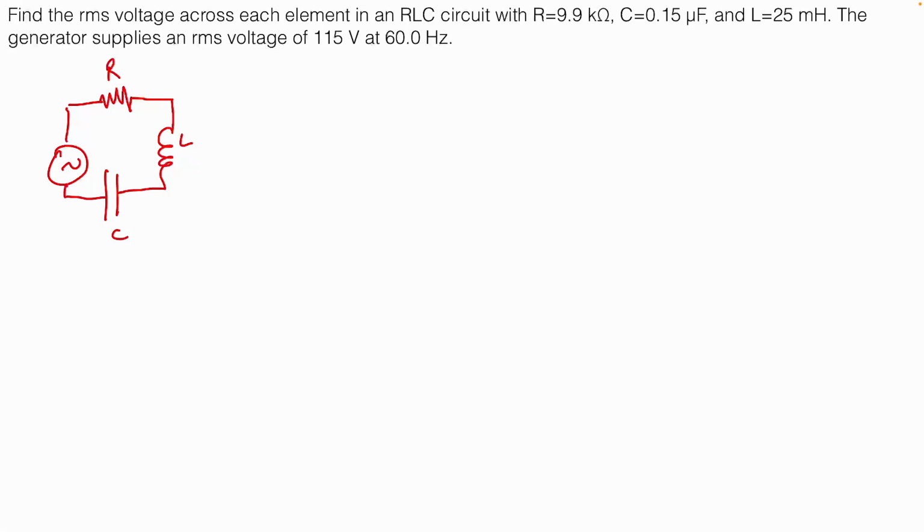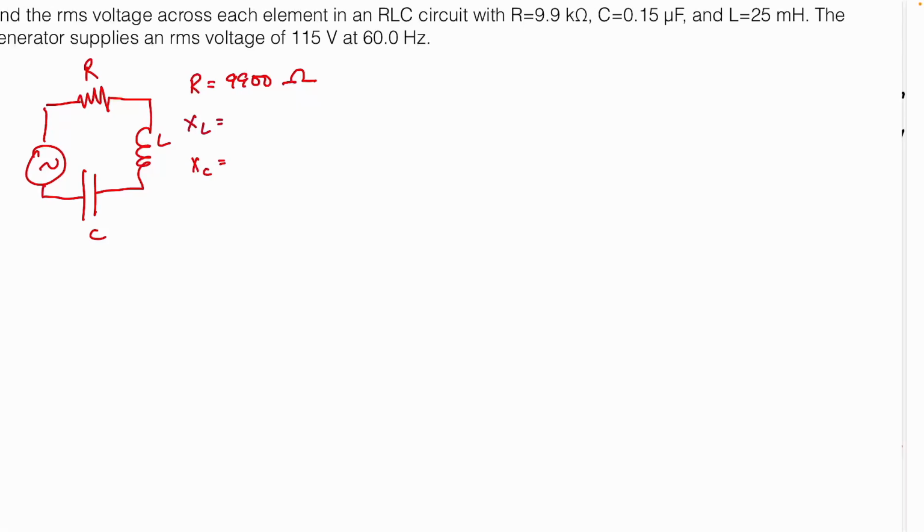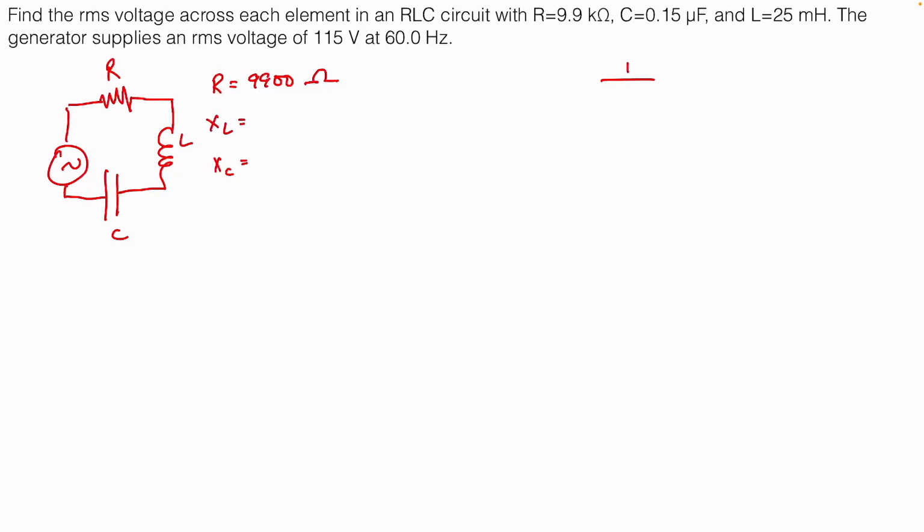Okay, resistor we know. 9900. What did I just do there? Oh, yeah, I took the kilo out, right? And I just wrote it down as ohms because I want everything in standard units. Okay. I need X_L and X_C, right? I need to convert these things into their various resistances. So X_C is 1 over, it's 60 hertz again, so I know it's 377 times 0.15 times 10 to the minus 6.